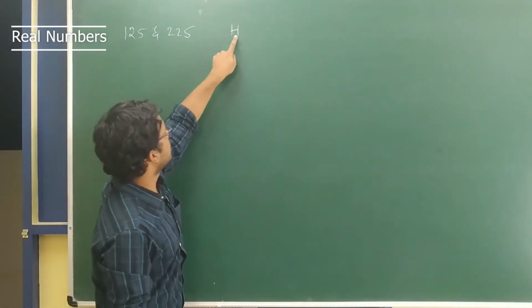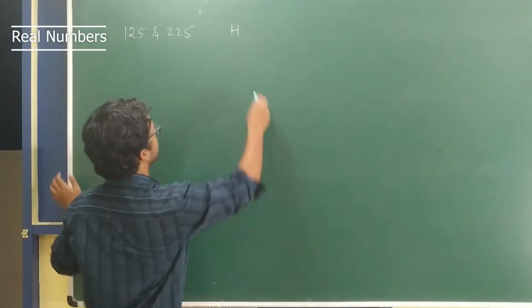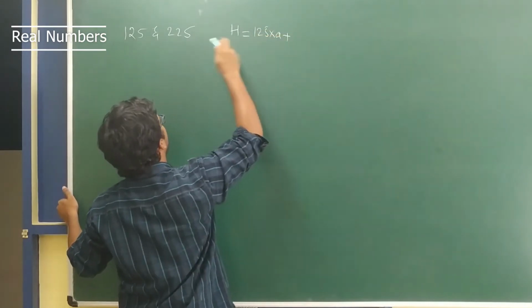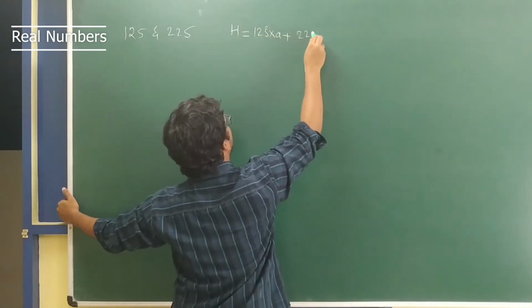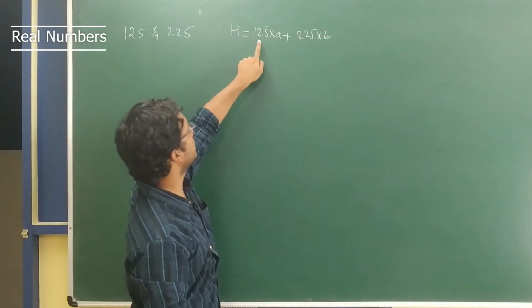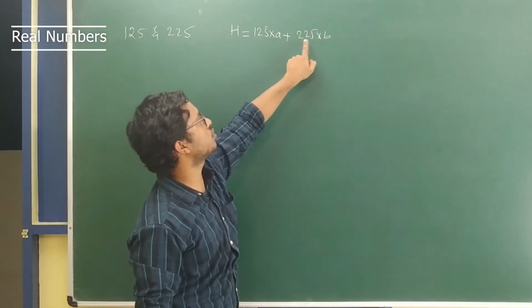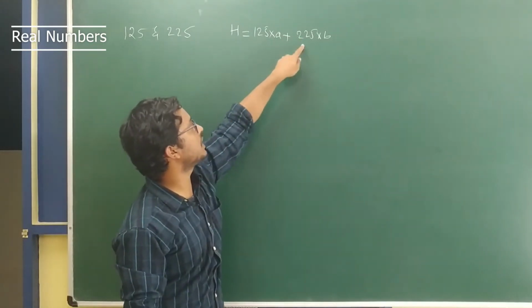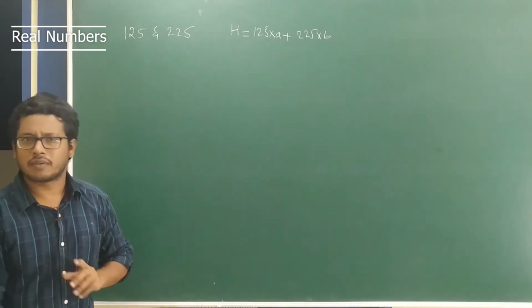So you have to express this H in terms of these two. For example, this HCF finally must be written as 125 times some A plus 225 times some B. So finally this is what I am supposed to get. So this HCF must be 125 times A plus 225 times B. Here essentially you express HCF in terms of the given numbers. So this is what we'll try to do.